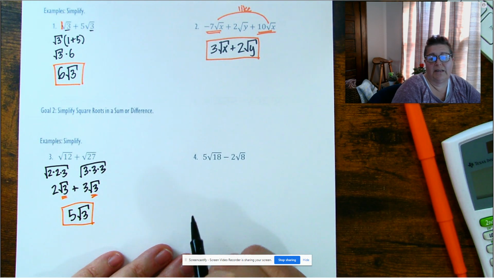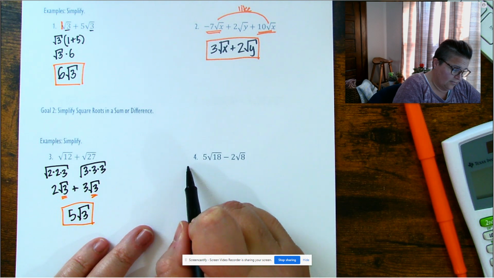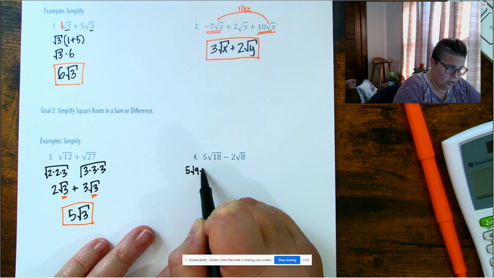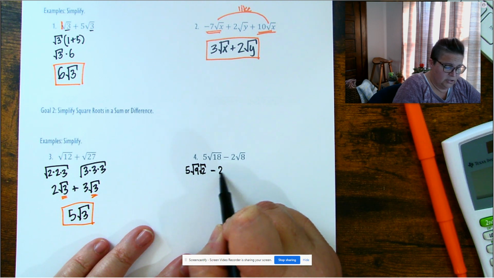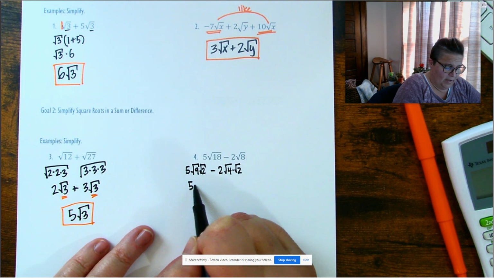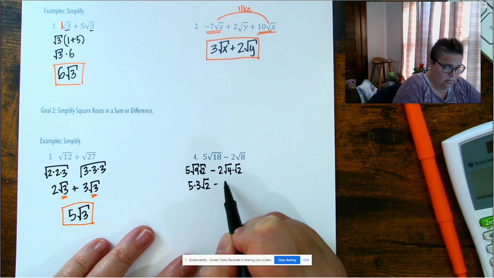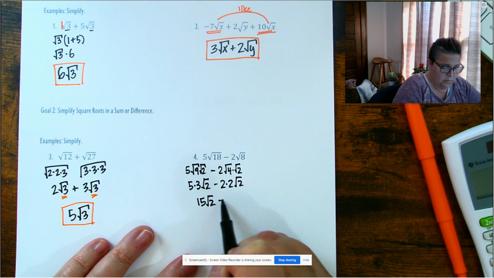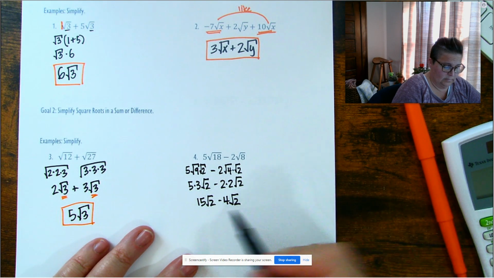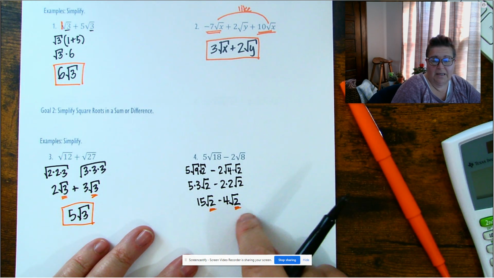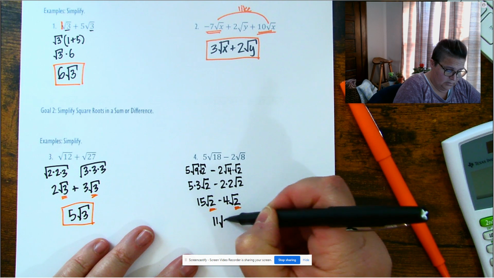I have 5 square roots of 18 and 2 square roots of 8. The 5 I'm going to leave there. 18 is 9 times 2, so the square root of 9 times the square root of 2, minus 2, and I can break the 8 into the square root of 4 times the square root of 2. So 5 times 3 square root 2 minus 2 times 2 square root 2, or 15 square roots of 2 minus 4 square roots of 2. 15 minus 4. Do you see how now they're both square roots of 2? So I can combine them, giving us 11 square roots of 2.